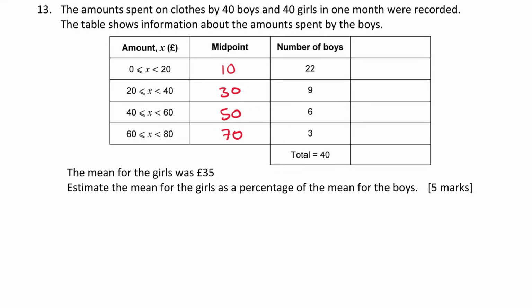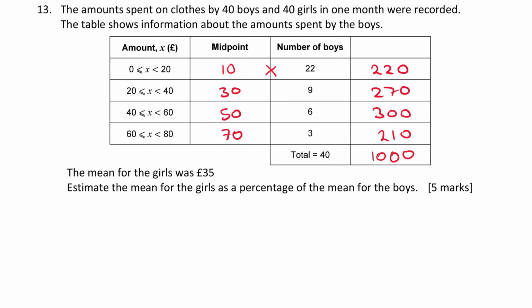If 22 boys spent, well, I'm estimating £10 each, then between them, 22 times 10 is 220. I'm going to do that for each of my other values. 30 times 9 is 270. 50 times 6 is 300, and 70 times 3 is 210. Adding that up, you can use your calculator if you like, but often it's easier to do it in your head. That adds up to 1,000. You might want to double check it on your calculator, but I think that's right.